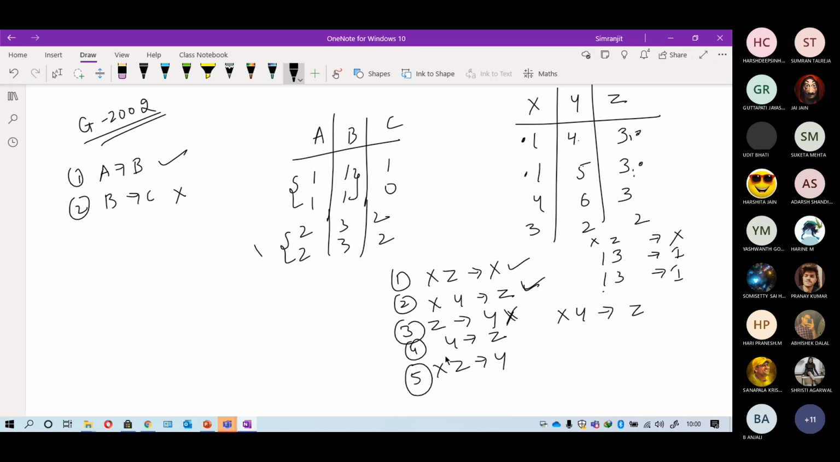Absolutely correct. So check YZ. I think there is no element repeated on the left hand side. You can directly say it is false. So if there is no element repeating, you directly say it.